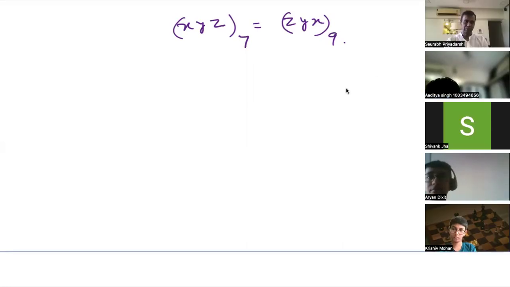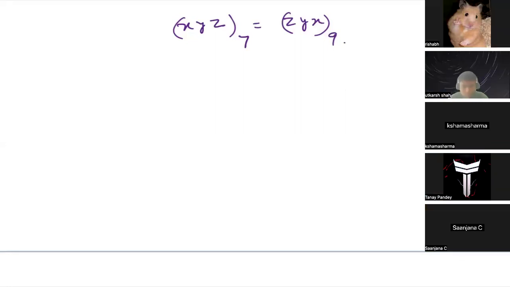Sir, I've sent. It's with a base 7 or base 9? So that's base 9, base 9. Okay. Can I start? Done, everyone? So obviously, almost everyone. Aditya, Sir, Tama.